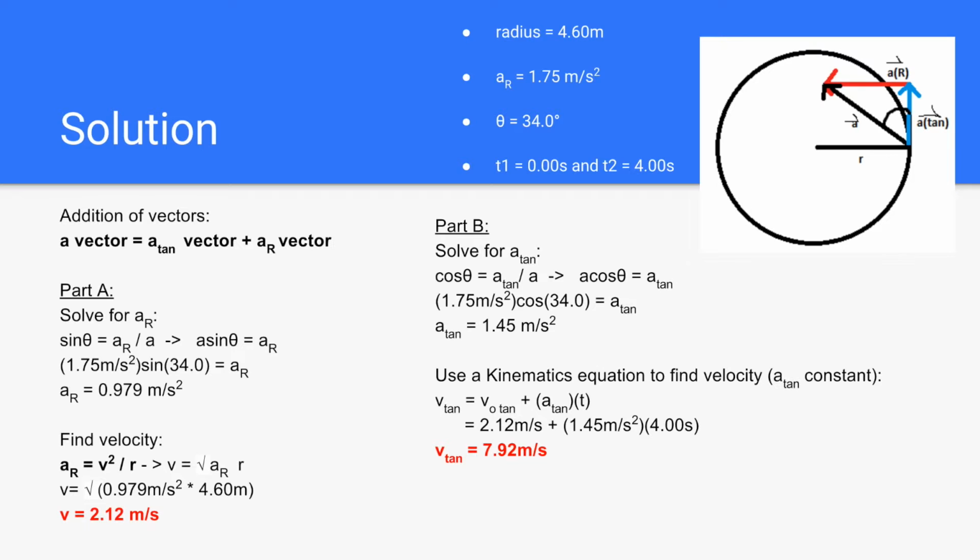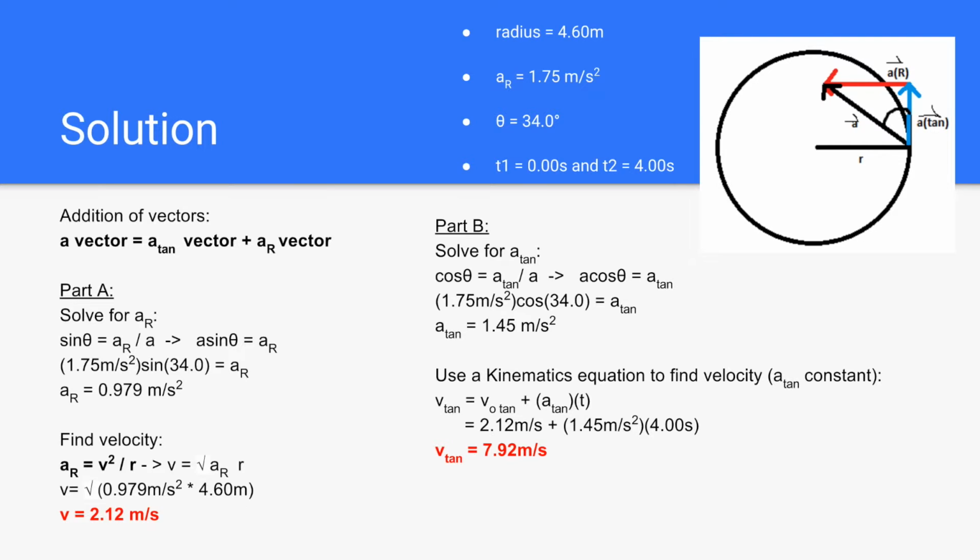Using the centripetal acceleration equation, a_r is equal to v squared over r, we can rearrange the equation so that v is equal to the square root of a_r times radius to solve for the velocity of the bee. v is equal to the square root of 0.979 meters per second squared times 4.60 meters. v will be equal to 2.12 meters per second, the answer to part A.